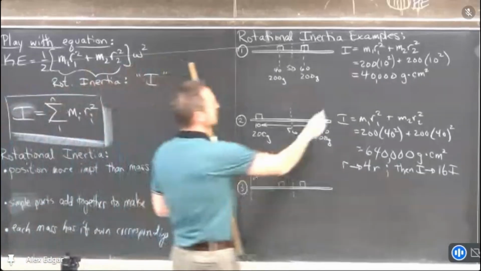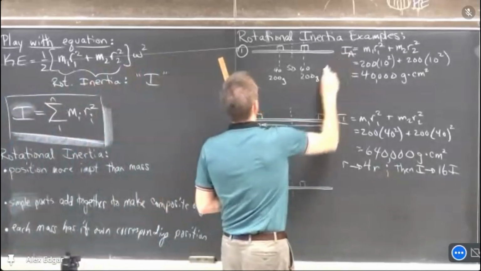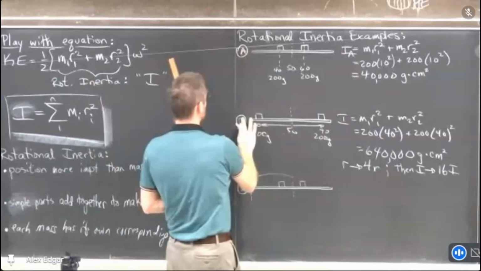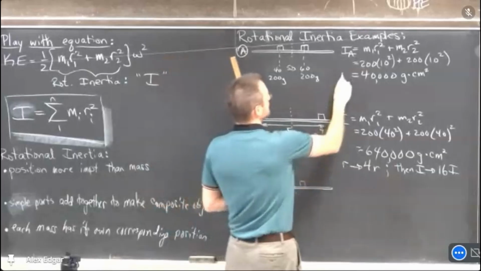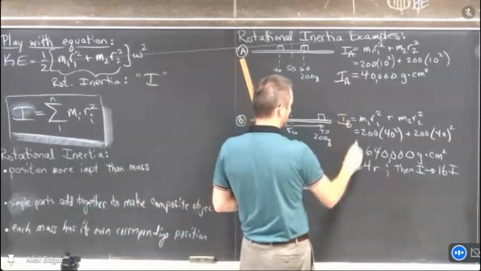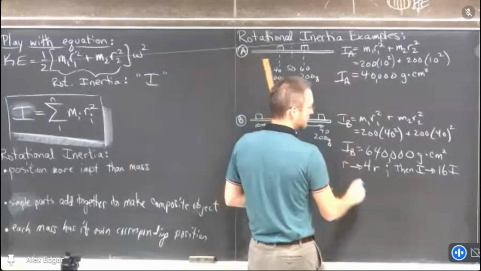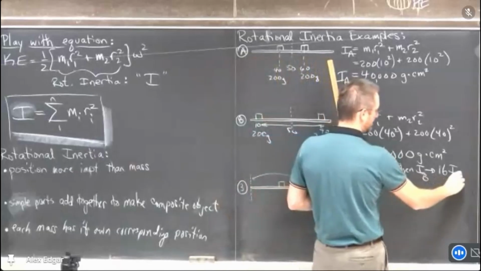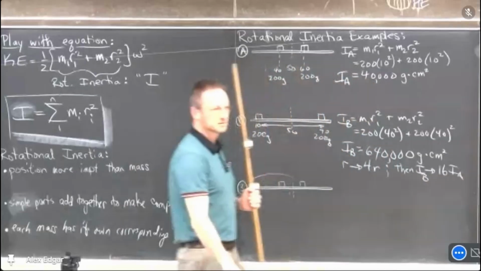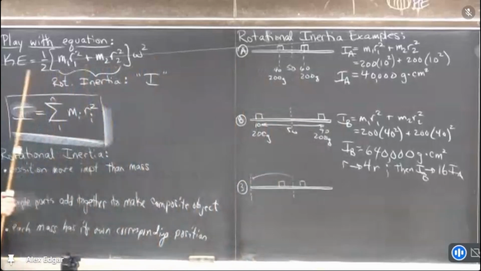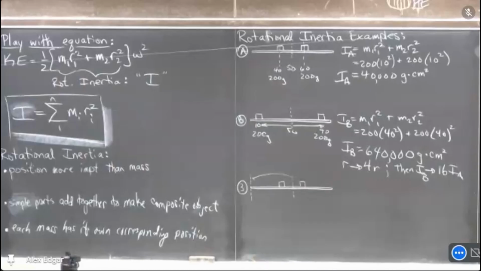Let's call this A. Let's call this B. So IA is this, and then B, and then IB. So let's see here. IB is 16A. The original rotational inertia, you multiply that by 16, you're going to get the new rotational inertia. Does that help? Okay.